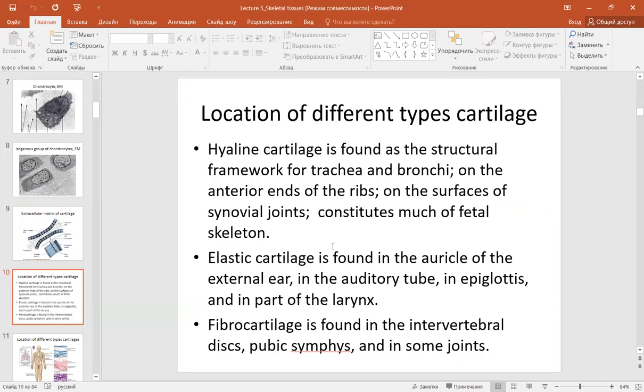Location of different types of cartilage. Hyaline cartilage is found as the structural framework for trachea and bronchi, on the anterior ends of the ribs, on the surfaces of synovial joints, and constitutes much of the fetal skeleton. Elastic cartilage is found in the auricula of the external ear, in the auditory tube, in the epiglottis, and in part of the larynx. Fibrocartilage is found in the intervertebral discs, pubic symphysis, and in some joints.